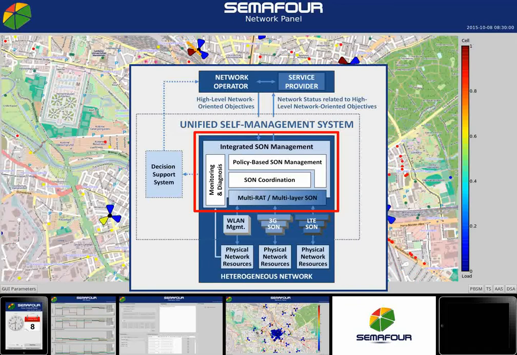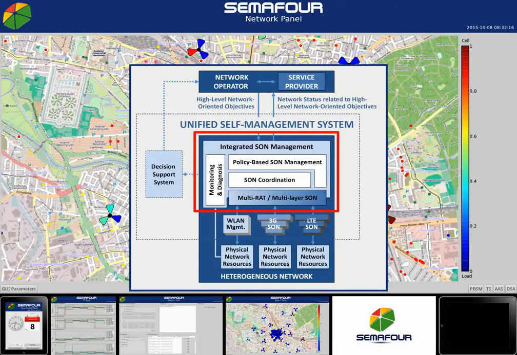During the operation of these SON functions, the SON coordinator monitors whether conflicts arise, for instance when two SON functions try to adapt the same control parameter in opposite directions, or in the same direction but with different magnitudes. Upon the detection of such conflicts, the SON coordinator decides which requested control parameter change is granted and which one is rejected.